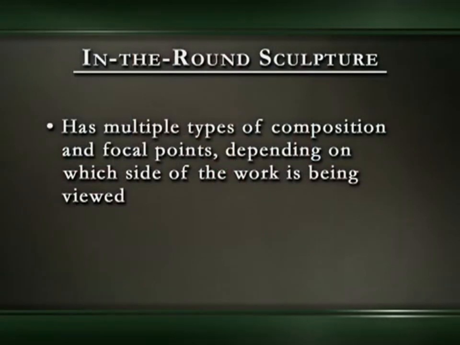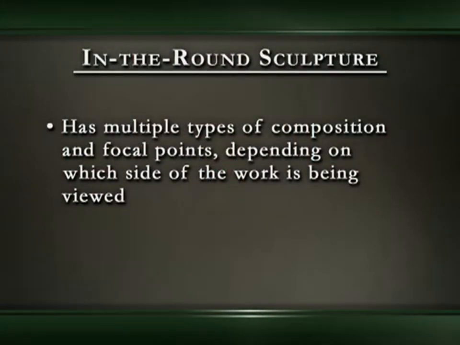Now, three-dimensional sculpture, and we use the term in the round, will have multiple types of compositions and focal points, depending on which side of the work is being viewed. The point of view in relief sculpture can be part of the representation as in painting. But both relief and in the round sculpture can also have a point of view that is actual, because it is someplace where you have to physically approach it. So we're going to look at this.